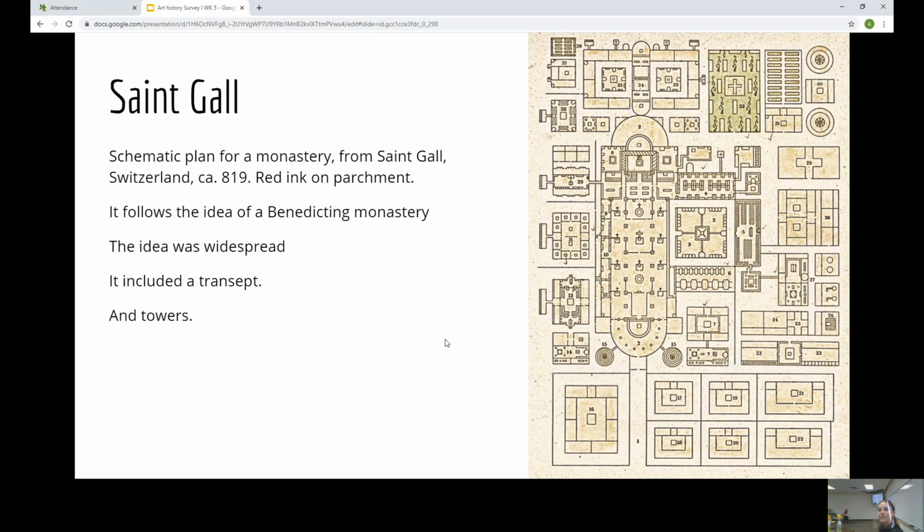The church did include a transept, which we'll look at in a second, and two towers. You can see the towers here. You can kind of see the transept here. It crosses.